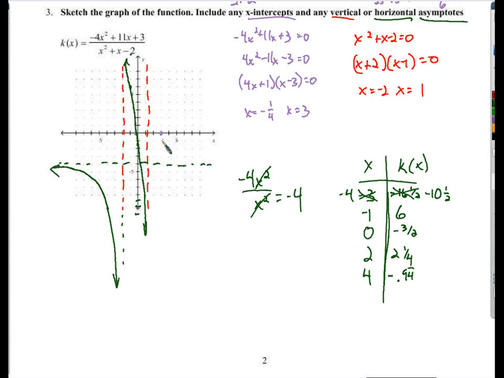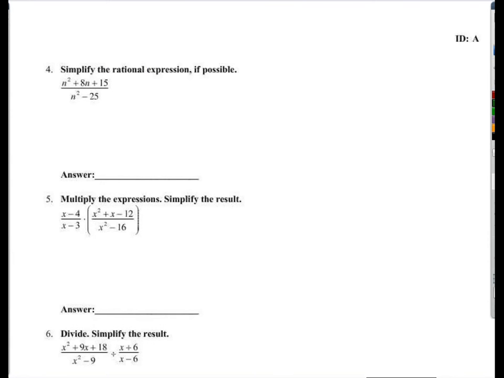And here, we need to know what's going on. So we plug in 2, we get 2 and 1/4, 4 and negative 0.9444, so almost negative 1. So it must come down like this, curve through here, and go like that. So that's a good looking graph, if I do say so myself.